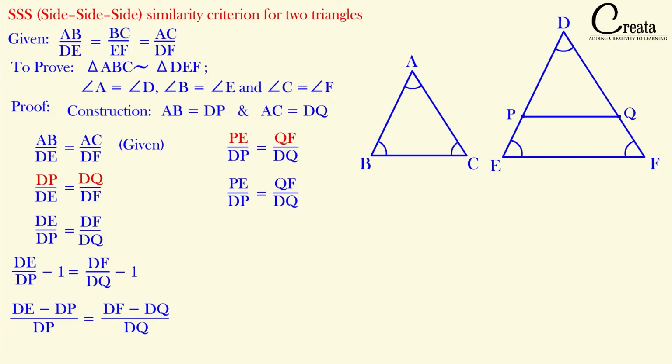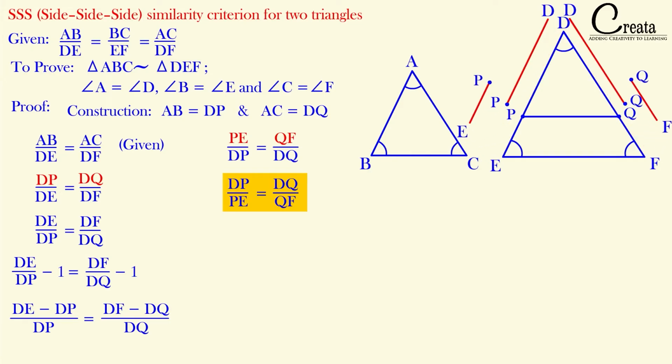So let's again do the inverse. One inverse we have done in the starting and again we are doing the inverse. So we got dP upon PE is equal to dQ upon QF. We have done all this inverse, subtracted one, all this we have done to get this equation. This is the BPT equation. Are you able to correlate? These four line segments are these four line segments. So all this thing we have done to get our BPT equation.